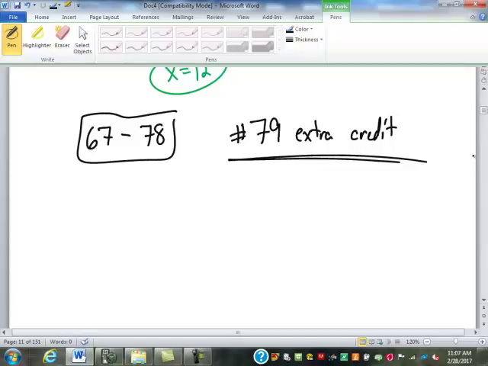Number 79 is a different take on the dual slope truss. You're dealing with a top chord slope and a bottom chord slope, and you have to figure out where they come together.